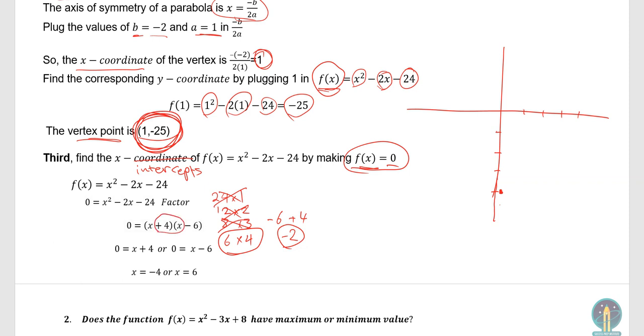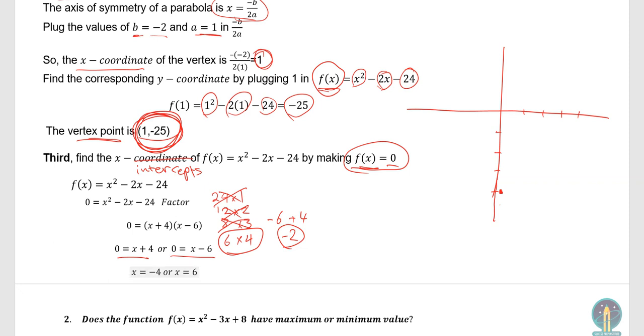So plus 4x and then minus 6x, which is minus 6 plus 4, or plus 4 minus 6, gives us minus 2. So these are our two parentheses, and then when we solve each of these for 0, we get two equations. We solve each of them, we get x equals minus 4 or x equals 6. Remember, for the or operand, you have to take both solutions. So both of these are valid.